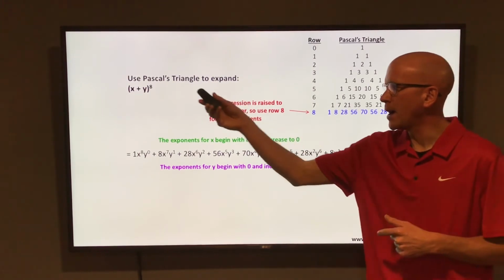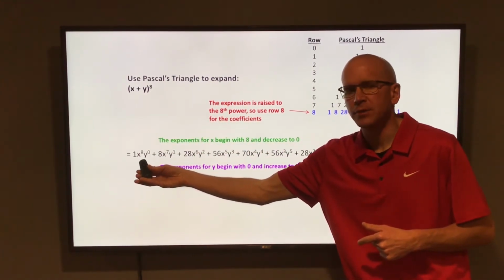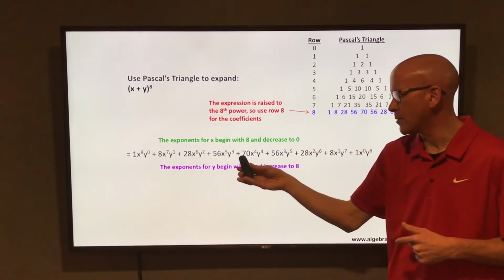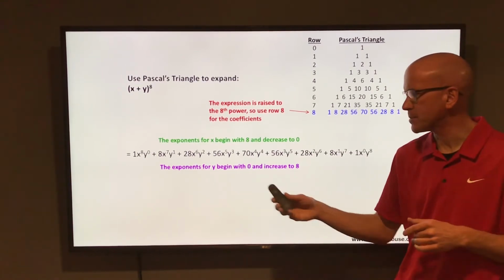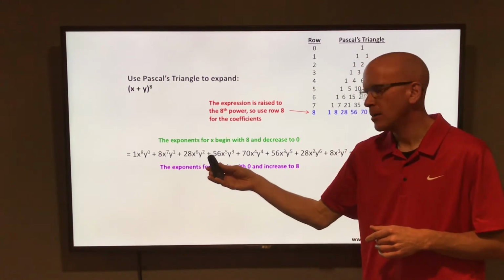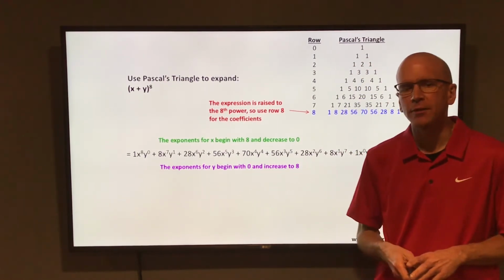So you're working your way down with the x's until you get to x to the 0. Then you start the y off, the 2nd term of the binomial, in the opposite direction. You start the y off to the 0 power, and then you work your way up, y to the 1st, y to the 2nd, y to the 3rd, all the way up to y to the 8th. Again, check your exponents. Make sure each pair of exponents always adds up to 8 on each term. That's so you can make sure you have the right exponents in place.